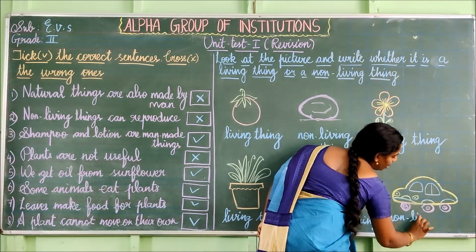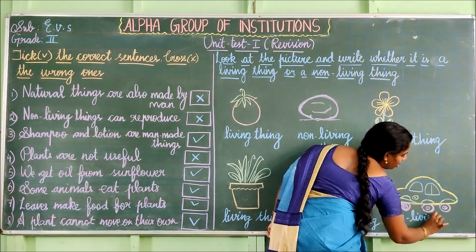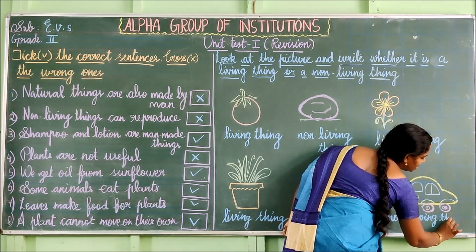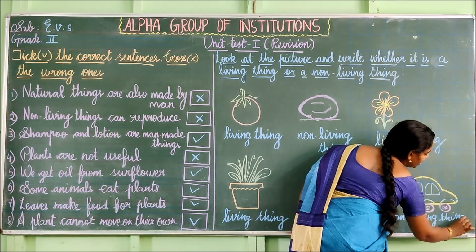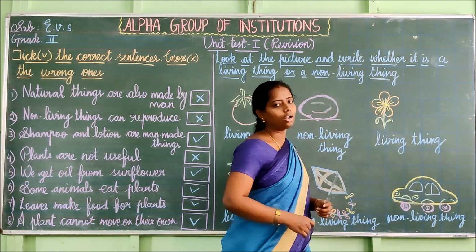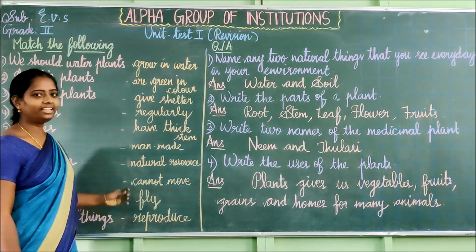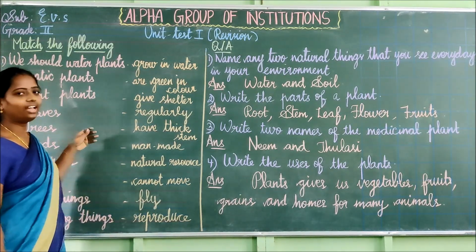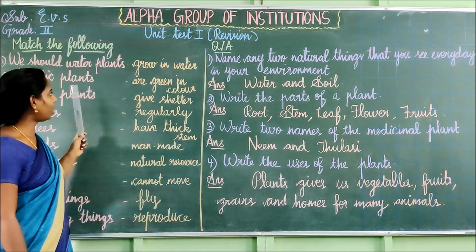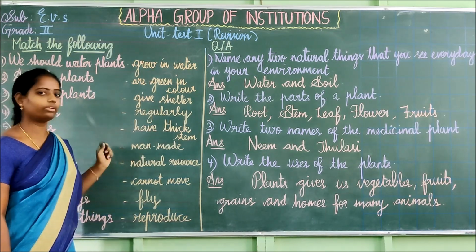Okay, children? We have to look at the picture. We have to find out the correct answer. We have to write whether it is a living thing or a non-living thing. Okay, children, shall we go to the next exercise? Children, match the following here. Questions are given, okay? You have to find the correct answer here and you have to match it correctly.